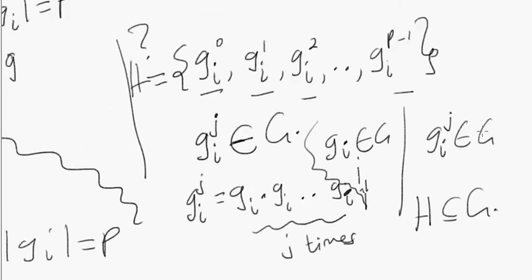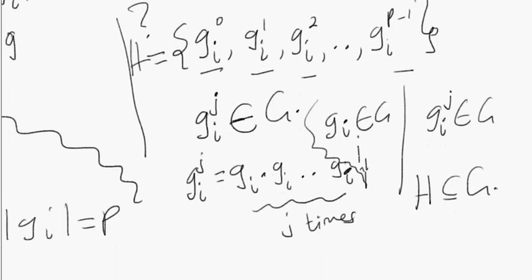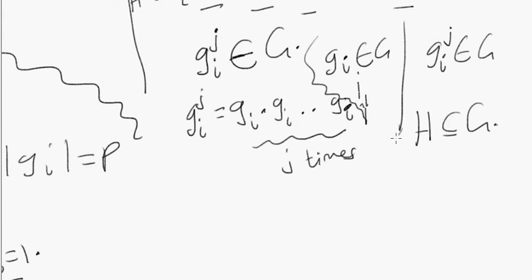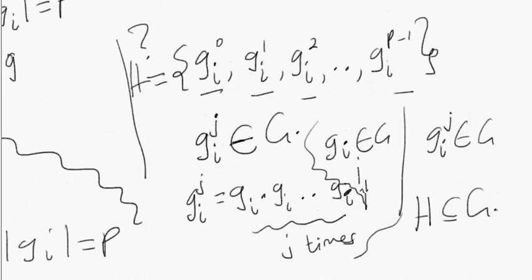Alright? Well, if H is a subset of the group G, let's think about the cardinality, the size of H. How many elements are in H exactly, right? So we notice here that, well, does H actually have P elements in it? Right, is a question.